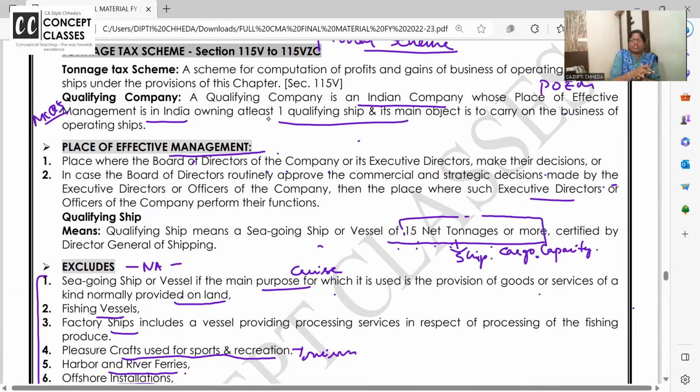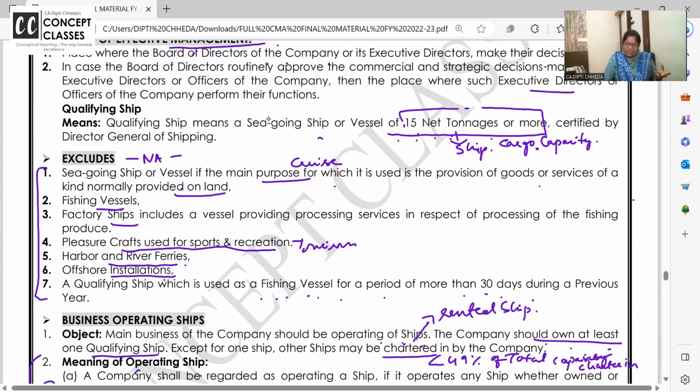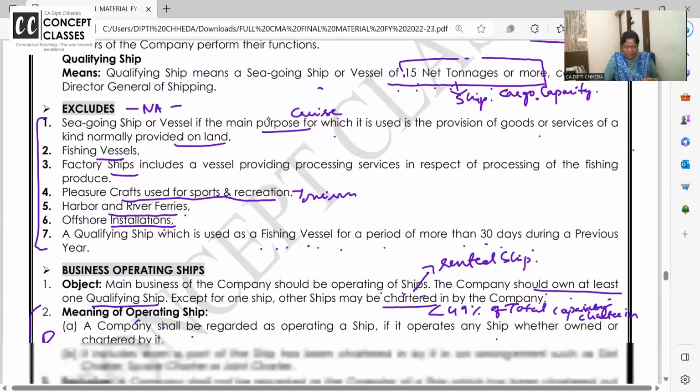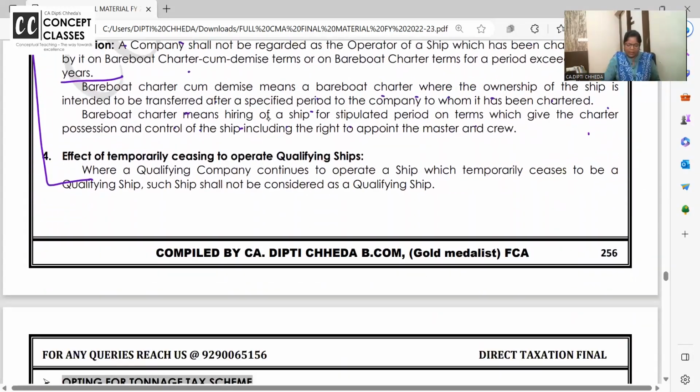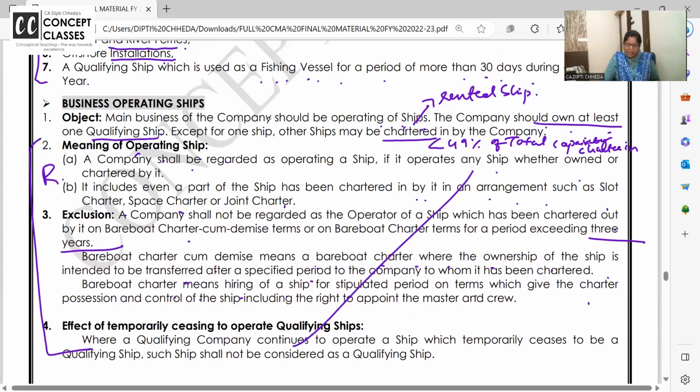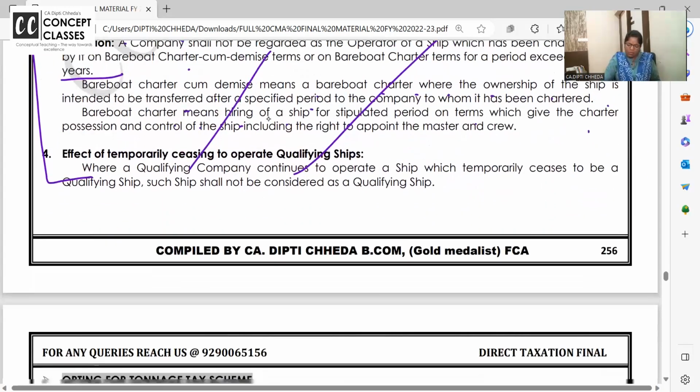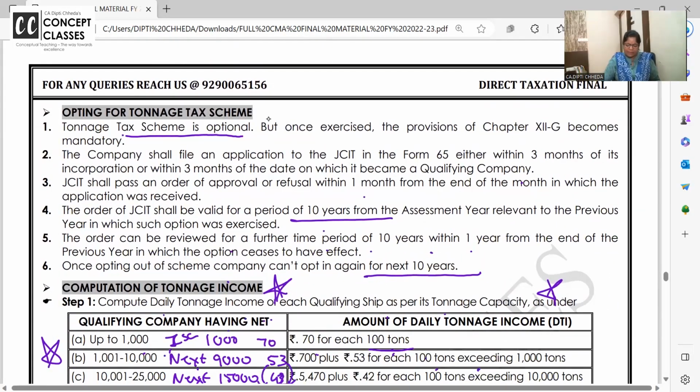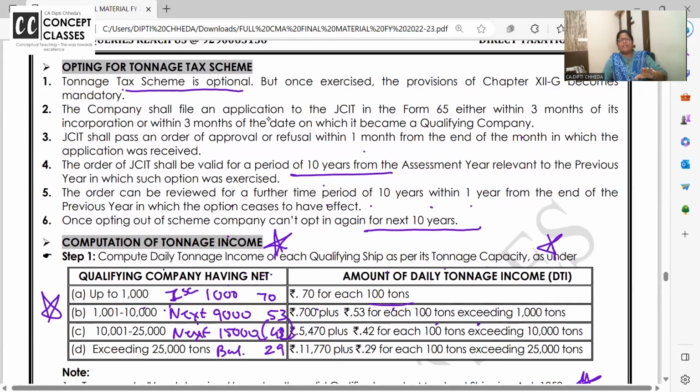और क्वालिफाइंग शिप का less than 49% ही चार्टर इन होना चाहिए कार्गो कैपेसिटी. रेस्ट खुद का ओन शिप होना चाहिए. Qualifying ship does not include cruise, fishing vessel, installation and recreation and local ferry transport and all. Okay, right. This all ये barefoot नहीं पढ़े तो भी cross कर दो, पढ़ने की भी जरूरत नहीं है. You should apply for 10 years. If you opt out, you can't opt in for 10 years.